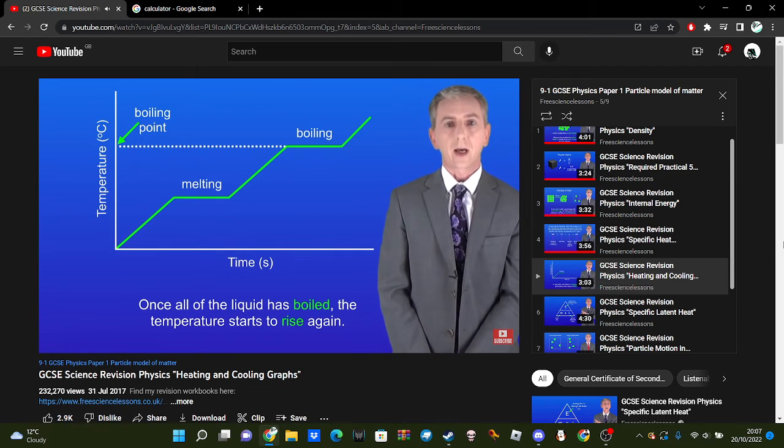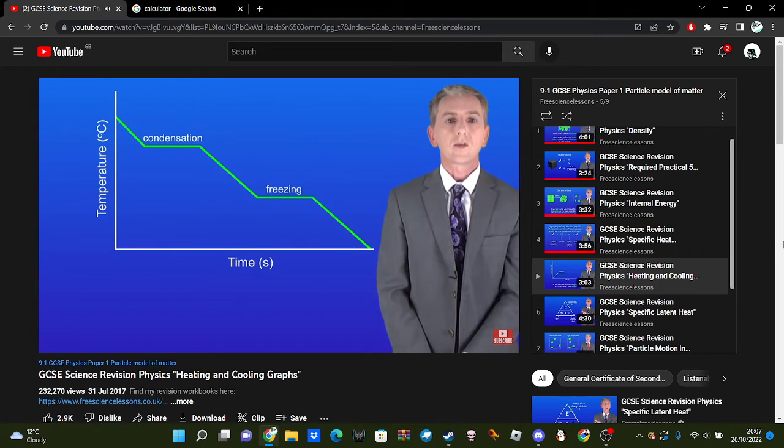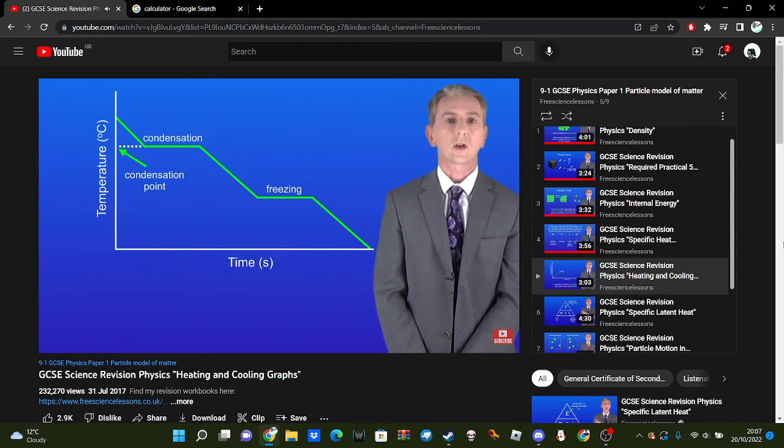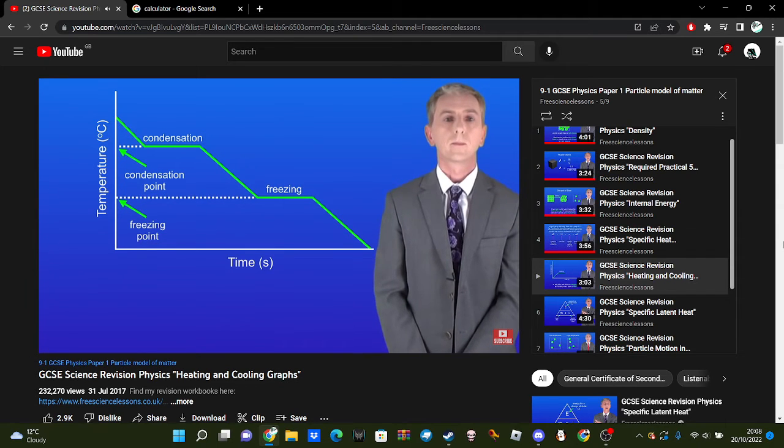Now, if we take a gas and cool it down, we get a graph like this one. This is called a cooling graph. Again, we can see where the changes of state take place. When the gas changes to a liquid, this is called condensation. And when the liquid changes to a solid, this is called freezing.